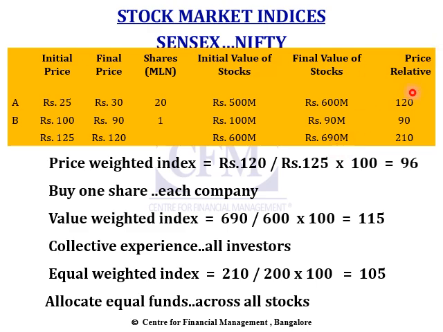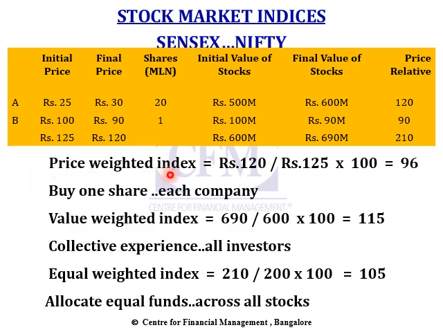Price relative is defined as final price divided by initial price multiplied by 100. 30 rupees divided by 25 rupees multiplied by 100 is 120. 90 rupees divided by 100 rupees multiplied by 100 is 90.